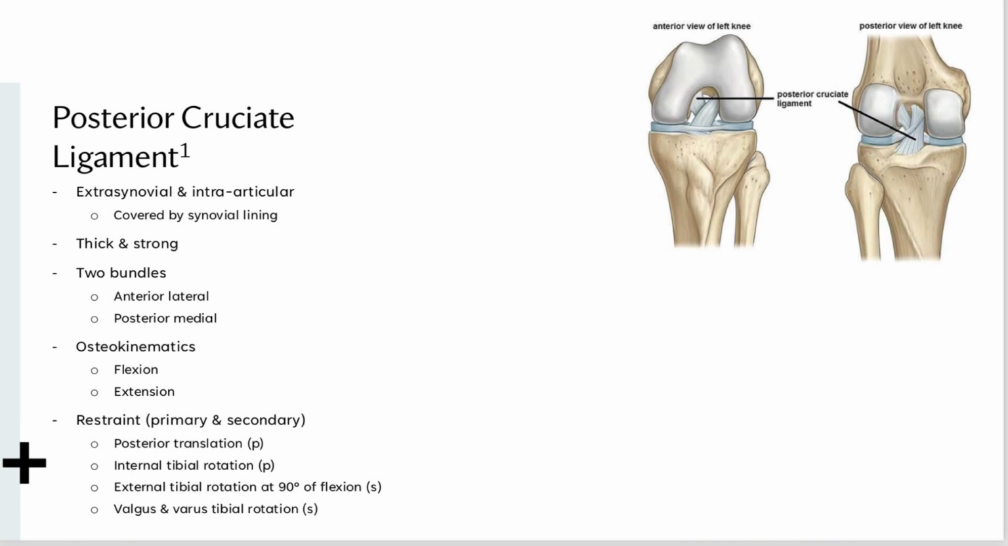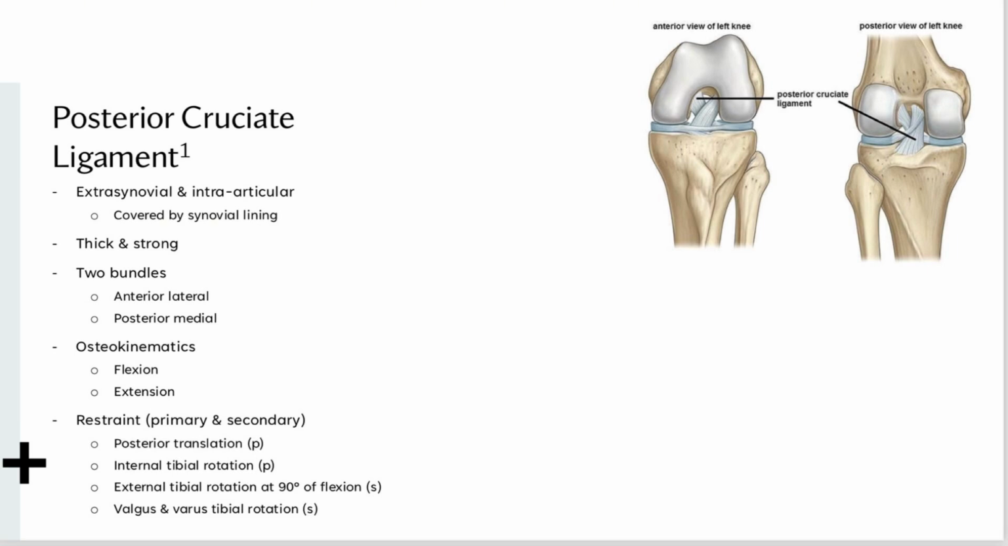The ligament is 50% thicker than and has twice the tensile strength of the ACL, and because of this, the PCL is very strong and less likely to be injured. Regarding osteokinematic influence of the PCL, due to its positioning, the ligament is most taut with great flexion of the knee, specifically the anterior lateral bundle, while the posterior medial bundle is taut in extension. When the knee is extended, the PCL has a decrease in its contribution to resisting posterior translation.